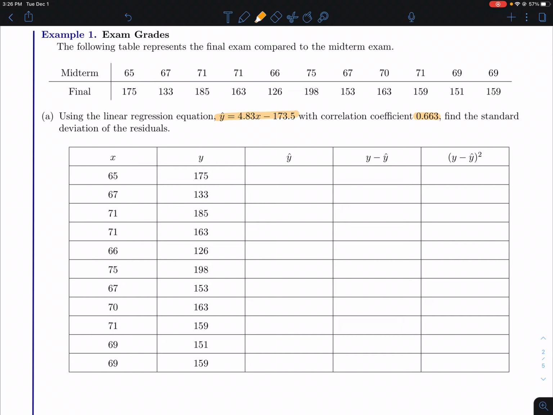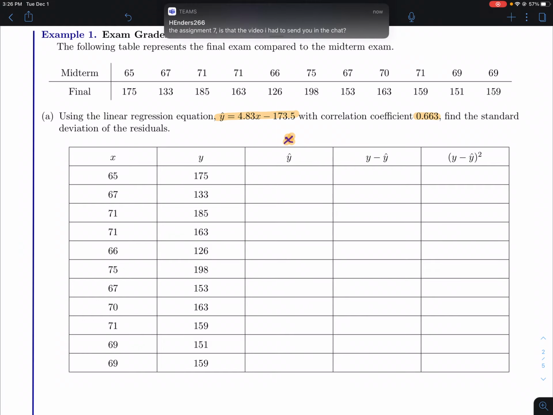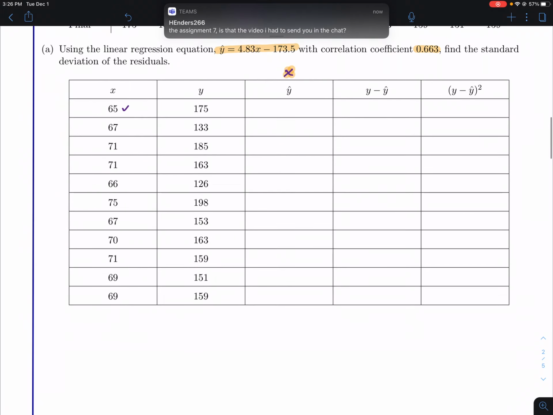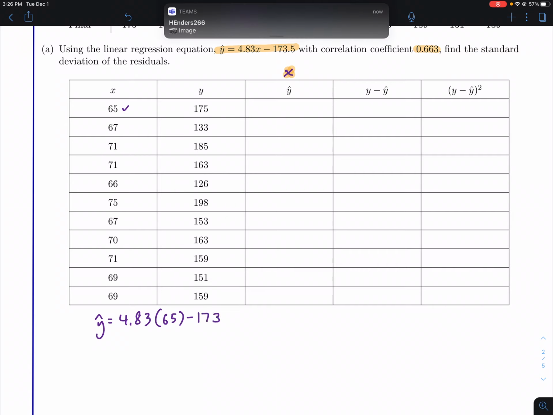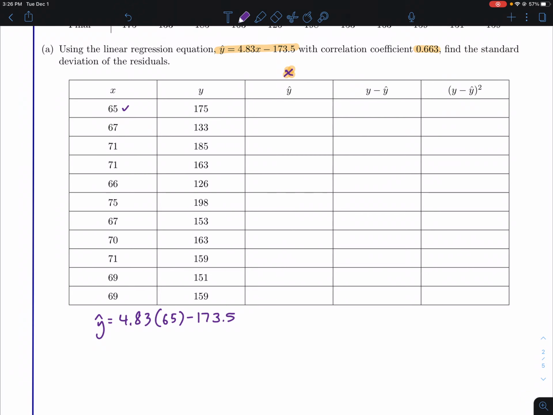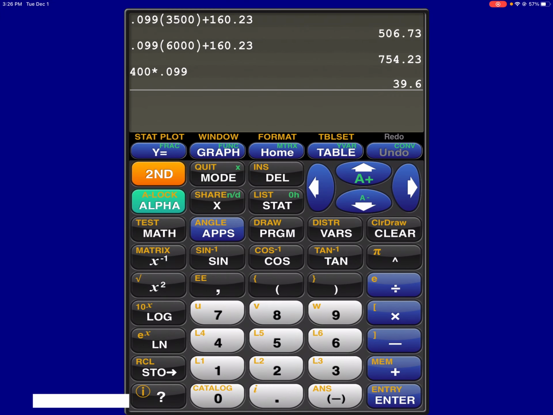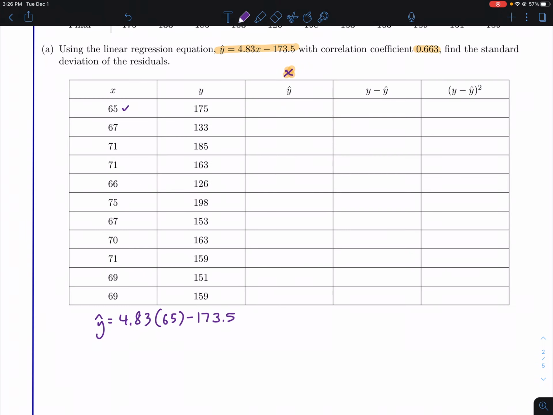The first thing we need to do is fill out our y hat table, which is just like we did before. We want to take that 65, plug it in for x, and see what we get. So in this case, y hat equals 4.83 times 65 minus 173.5. Let's throw this in the calculator real quick. 4.83 times 65, minus 173.5.